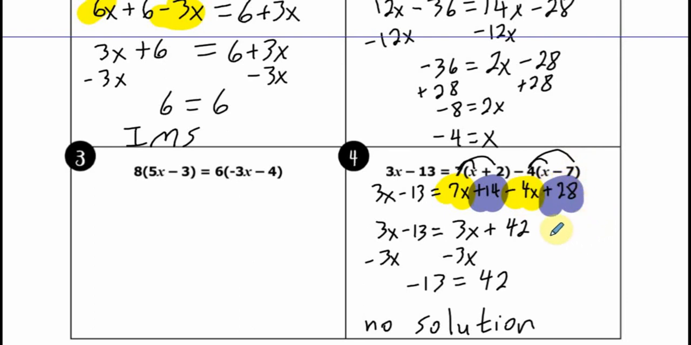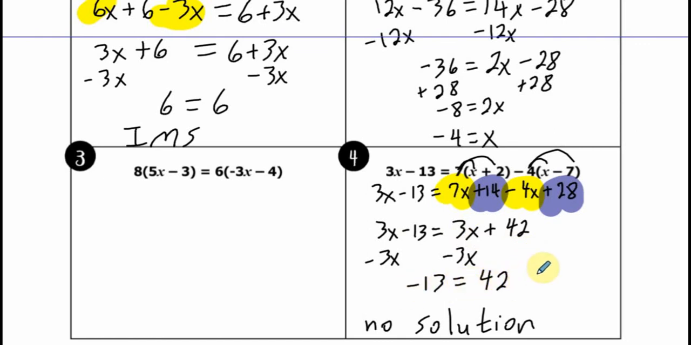I've highlighted on the right side my like terms. So I've got the 7x and negative 4x highlighted the same. I get 3x when I combine them. I highlighted the 14 and the 28 the same because they are like terms. I get 42. So got rid of parentheses, combine like terms. Now we have to get rid of variables on one side. So if I get rid of the 3x over here, I minus 3x. It also happens to get rid of the 3x on the other side because you have the same thing on both sides. So now again, the variables are gone.